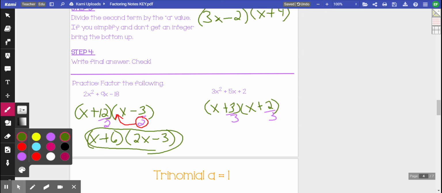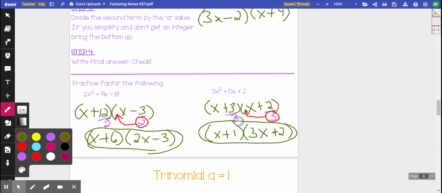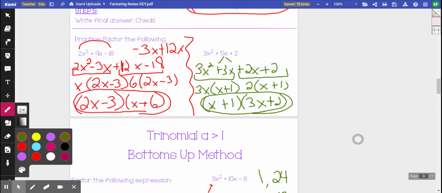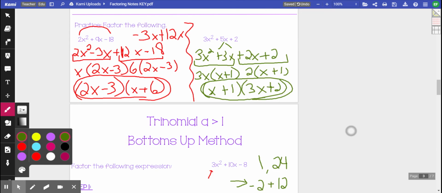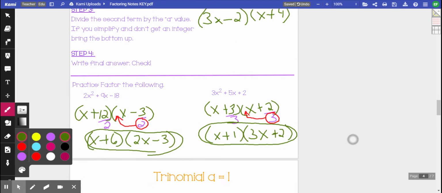When I do that, I get an x plus 1, but it doesn't work out to be an integer in the second set, so I'm going to again bring that up in front and make my final answer here 3x plus 2. We can double check any of these answers by foiling, or remembering too that we had just solved these exact same problems up above when we talked about factoring using splitting the middle term techniques. So you can be the judge which one you prefer.